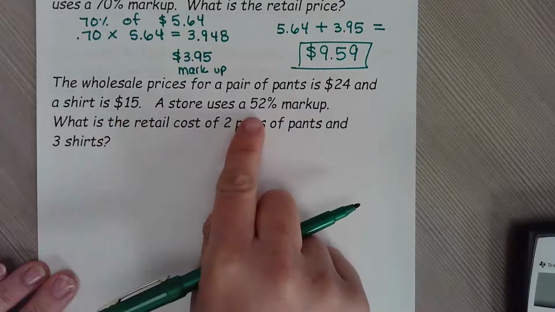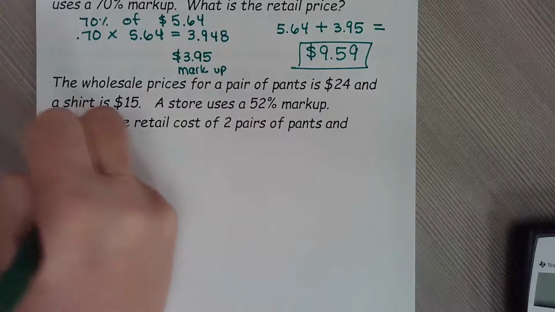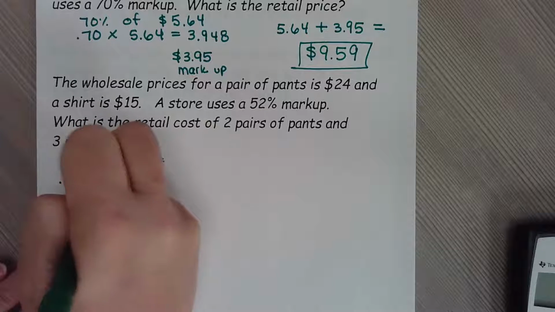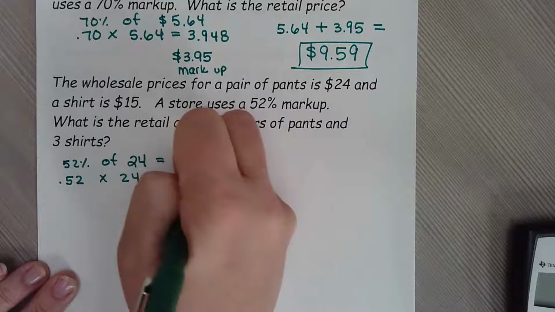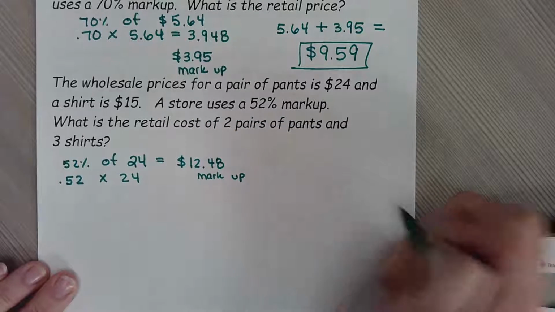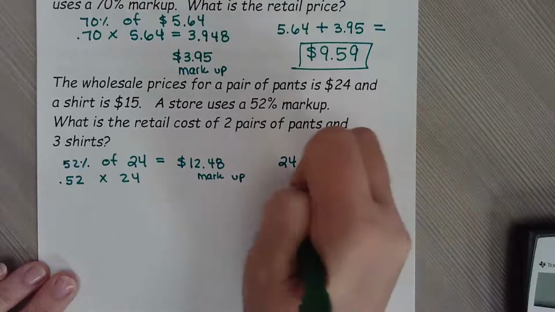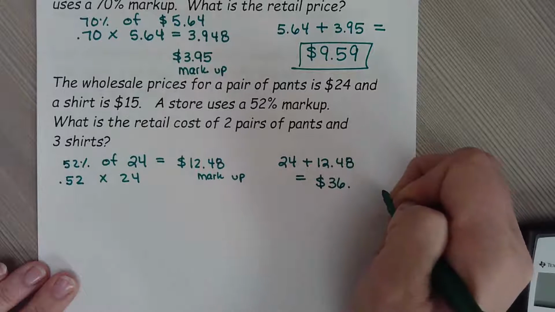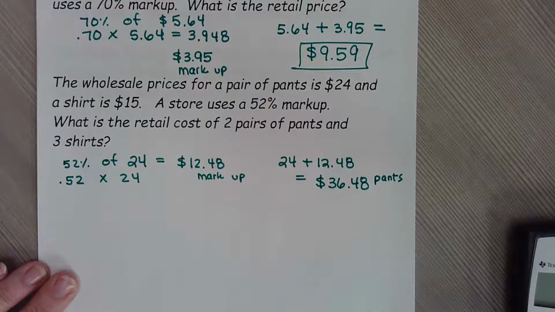Okay, so let's focus on finding the markup first, and then we can find the retail price. So 52% of the pants, which would be $24. 0.52 times 24 would give you $12.48. And again, this is the markup. So the pants were $24. We're increasing it by $12.48. Now the pants are $36.48. And I'm going to label this pants so that I don't get confused with all of my work.